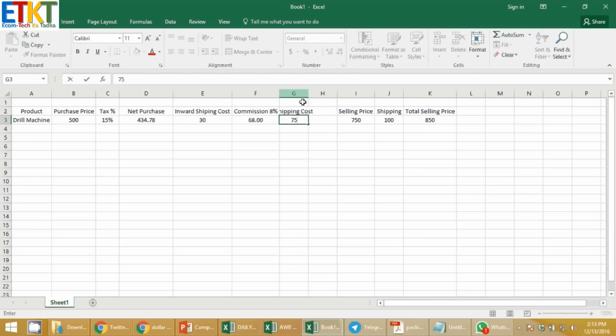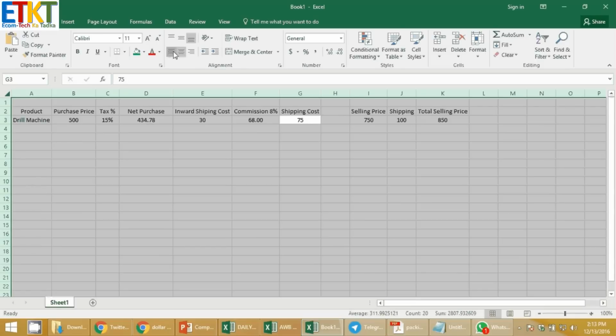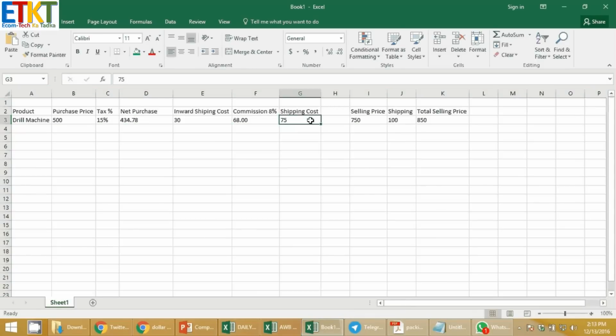Okay, now remember guys, whatever the charges you get to know from these marketplaces, they are never including service taxes. Okay, so just be careful guys. All right, like you might be calculating that commission is like 8%, so 8% is 68, shipping is 75, so this total cost is 143.